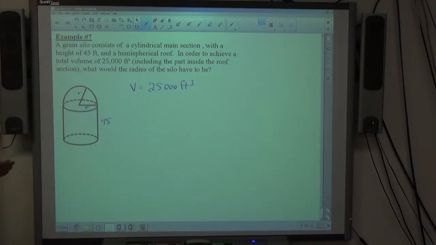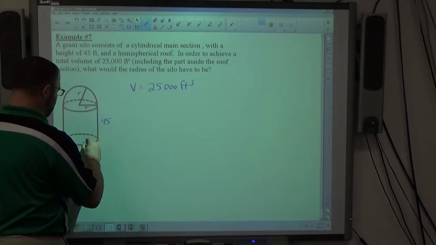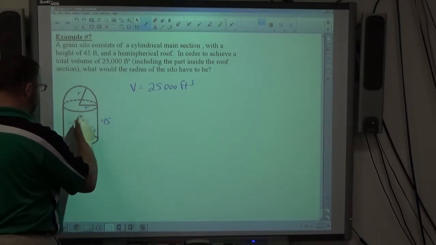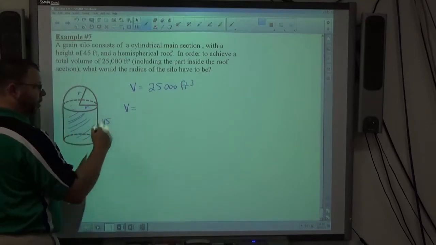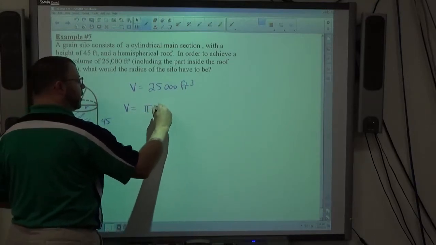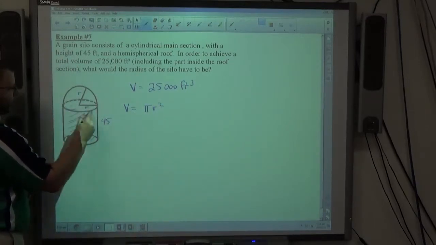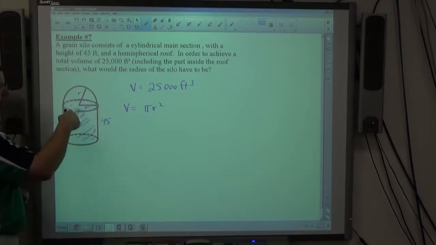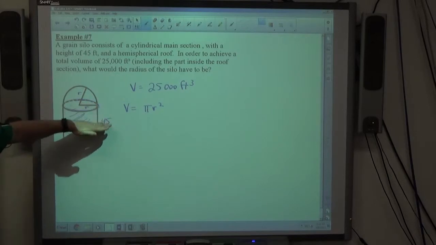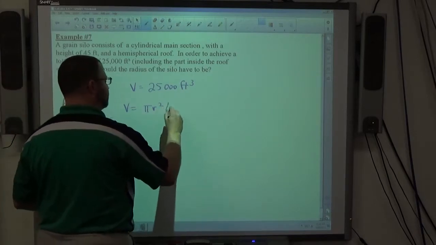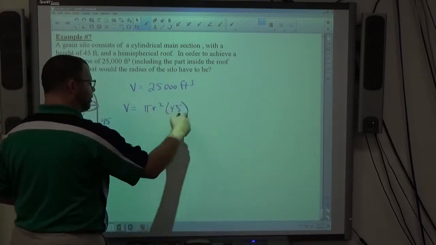All right. So if we take a look, I'm going to do the volume of the cylinder in blue. The volume formula for a cylinder is the area of the base, which is, in this case, pi times the radius squared, the base being a circle, right? And the radius is unknown at this point, so pi r squared is the best I can do with that. Times the height, which is 45 feet. That is the volume of the cylinder.